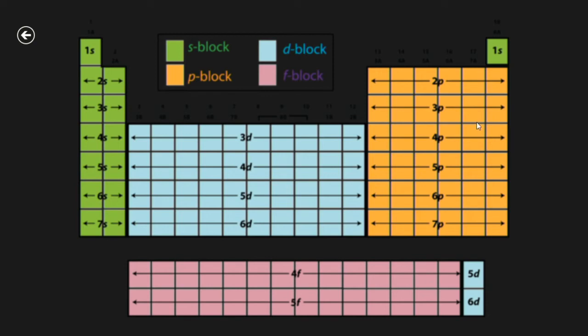So you just read it left to right. And so you just pick an element on the periodic table, and if you want to write its electron configuration, just start reading the periodic table left to right and filling the orbitals.